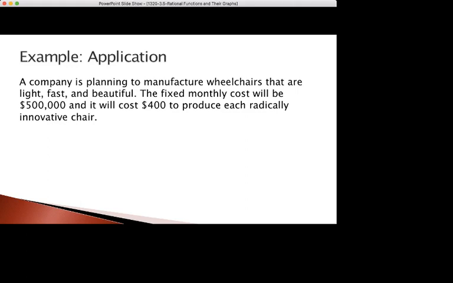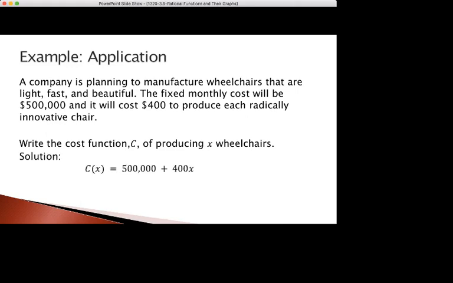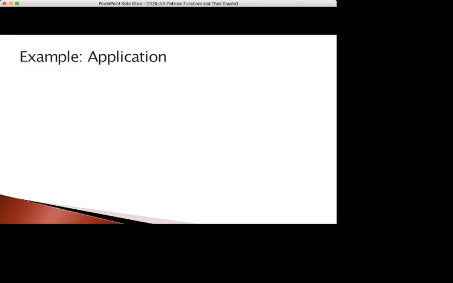So, let's write down the cost function C of x of producing x wheelchairs. Solution: C of x is equal to $500,000, because that's our fixed monthly cost, plus $400 per each wheelchair. So we can conclude that our cost function is equal to 500,000 plus 400x.